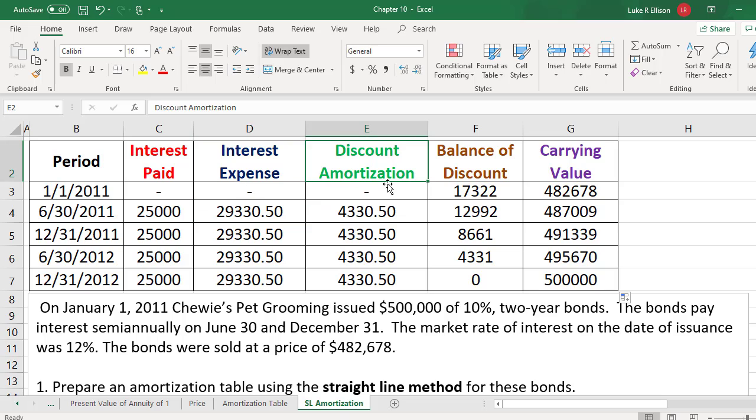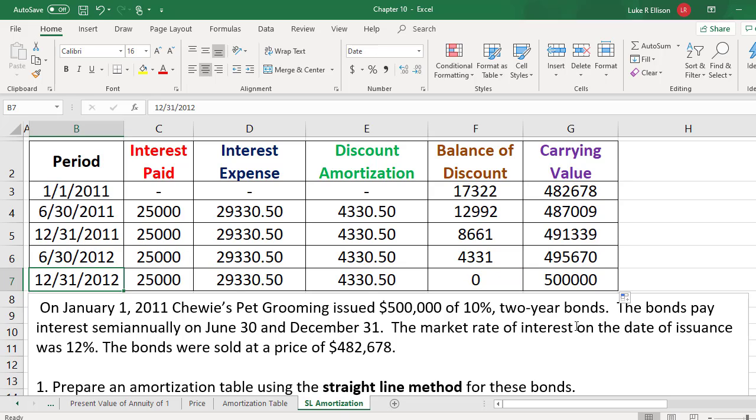Now, discount amortization is really just measuring how much this discount balance is decreasing by each period. So we started with 17,322, and we subtracted this number to get 12,992, and we continue to subtract it. So we have a decreasing balance of the discount each period until we get to 0 at the end of the bond's life.